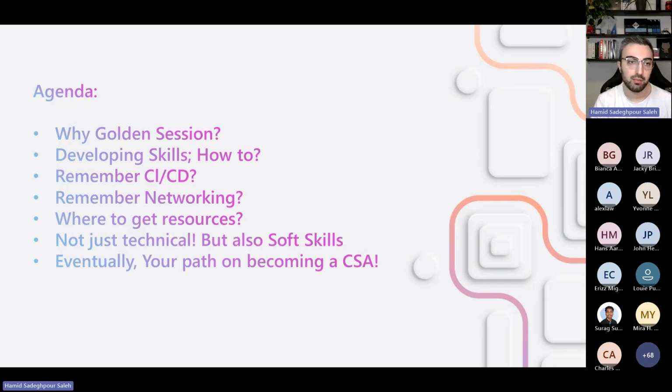So this is our agenda. What we are going to do, I will start by talking a little bit about why I'm calling this session a golden session. There is a story behind it. I love stories. And next we'll go through developing skills, how to develop skills.